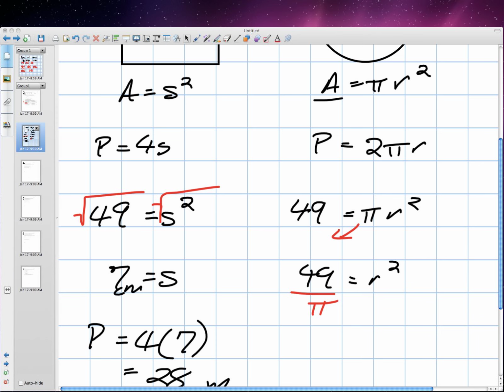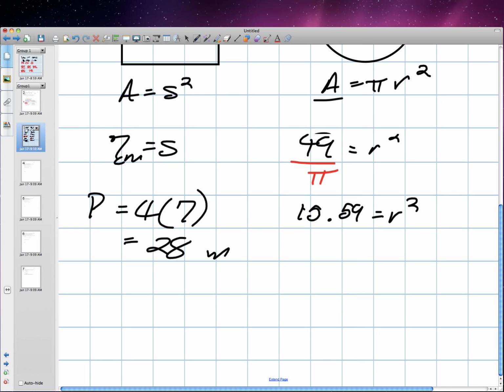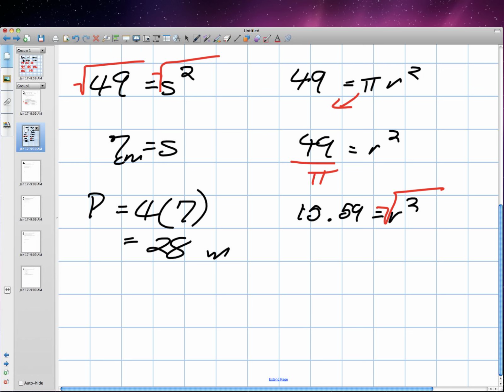I still have to isolate for the radius. So again, what do we do? Square root both sides. This time we're going to get R is equal to the square root of that answer, 3.94. That is just the radius, 3.94. So our radius is 3.94. The perimeter of a circle is 2 times pi times the radius.